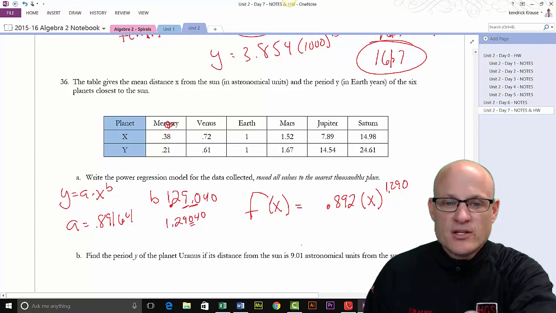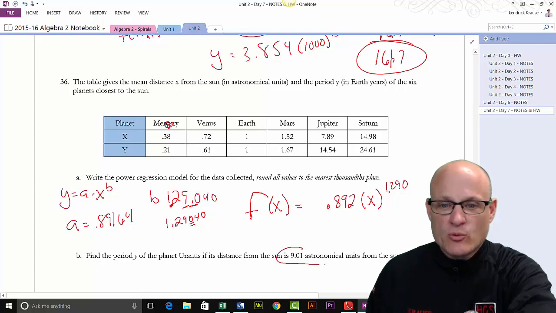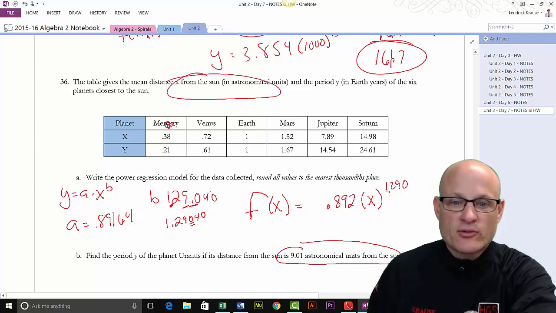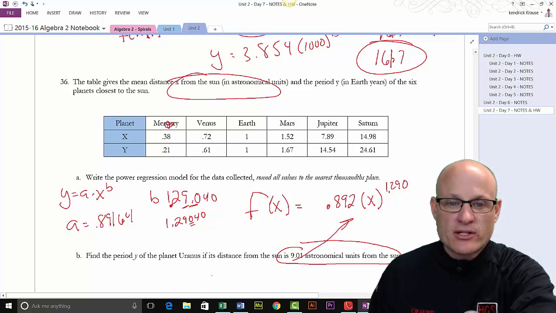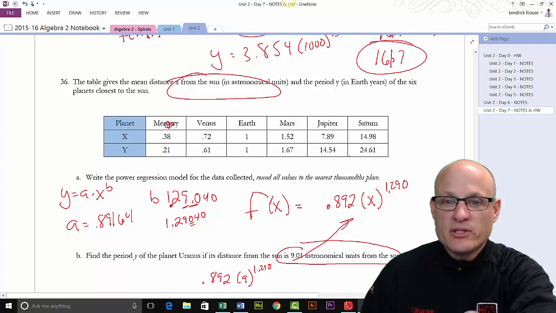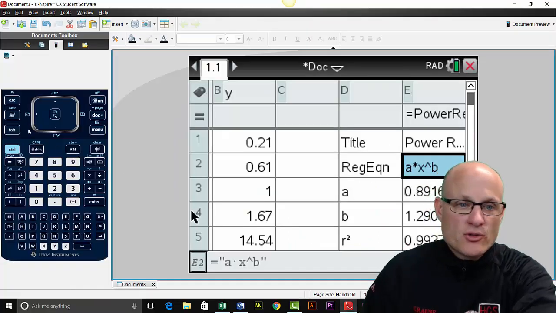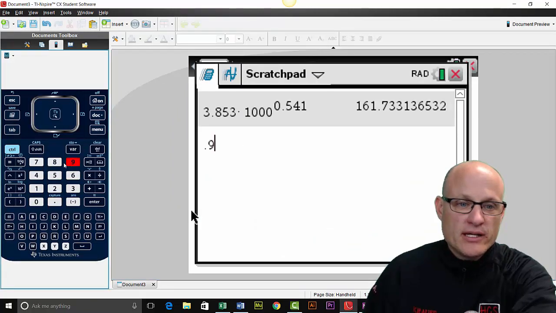1.290. So now I want to know about 9.1 astronomical units. Well, remember, astronomical units are x. So we're going to plug this in for x. So I do 0.892 times 9 raised to the 1.290. Now 9 should be somewhere in between these two, would be my hope. So go to calculator.